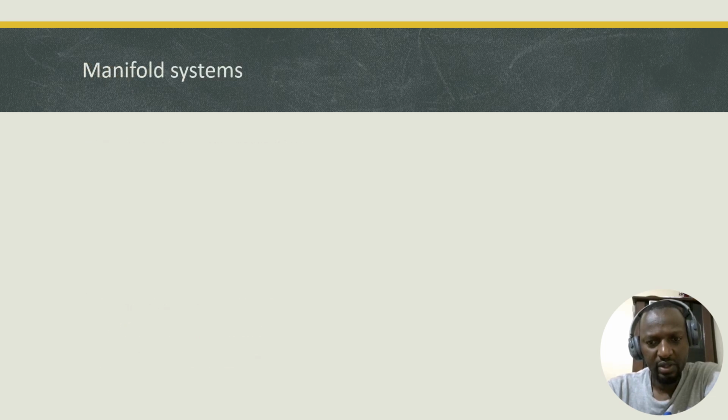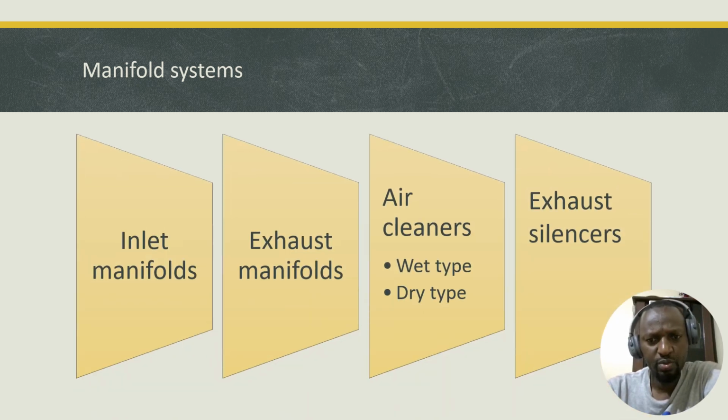Now today I want us to talk about manifold systems. When you talk about a manifold, we mean a tube that collects air and then distributes it to respective cylinders. We can also have another tube that collects exhaust gases and dispenses them out through the exhaust system. So we shall try and talk about the inlet manifolds, exhaust manifolds, how we clean the air that comes to the engine, and lastly we'll talk about exhaust silencers.